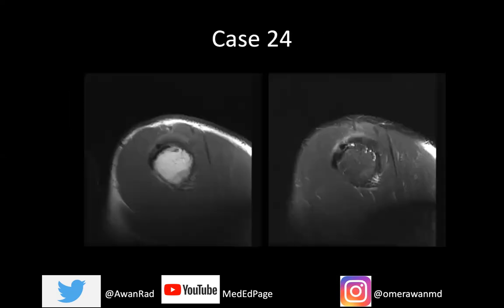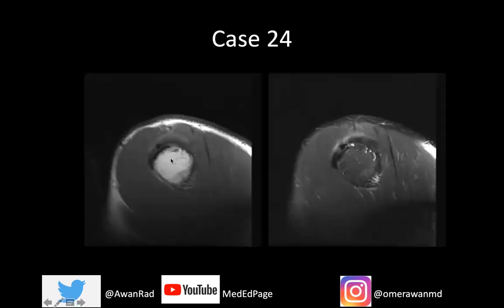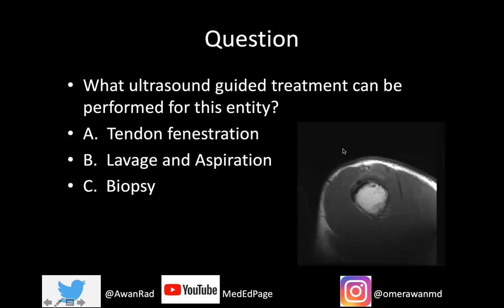Case 24, we have a sagittal T1 and sagittal T2 fat-sat image through the shoulder. This is at the level of the supraspinatus. What ultrasound-guided treatment can be performed for this entity? Well, if you look carefully, I know the tendon is black, but there's a circular focus that's even darker than the tendon on both T1 and T2. This is what calcification looks like. This is what calcific tendonitis would look like on an MRI. Of course, we can do ultrasound-guided lavage and aspiration as an ultrasound treatment for calcific tendonitis.